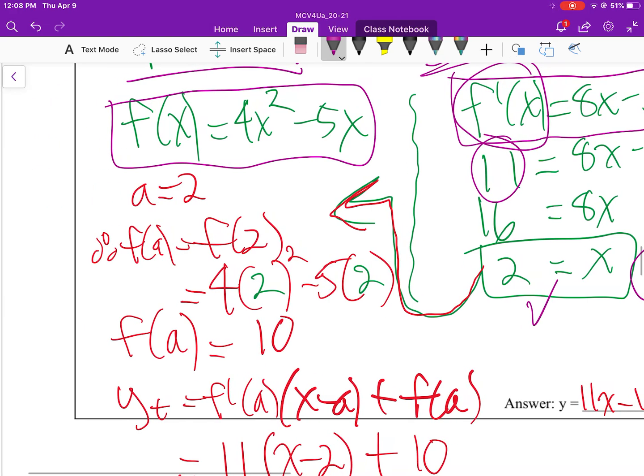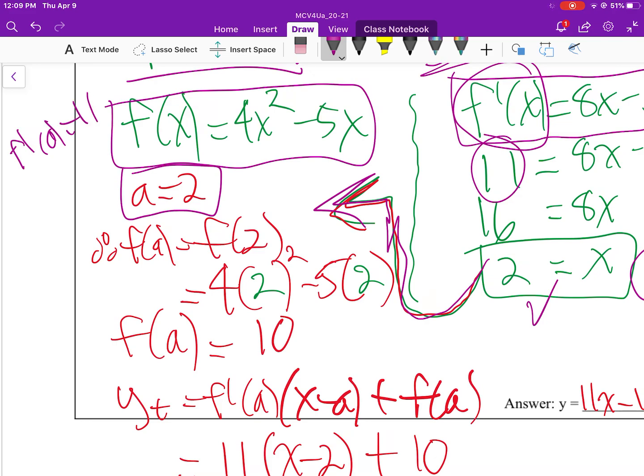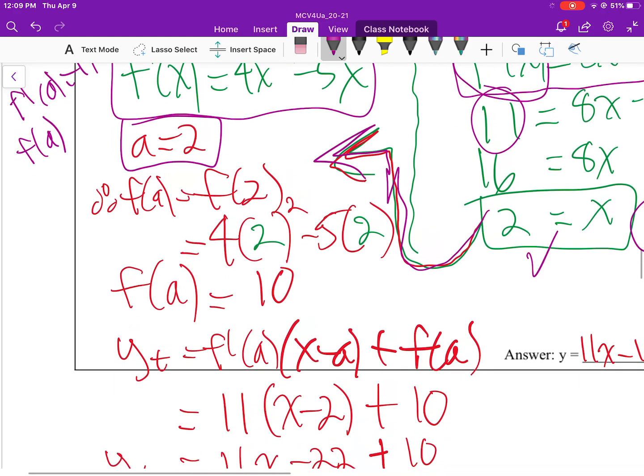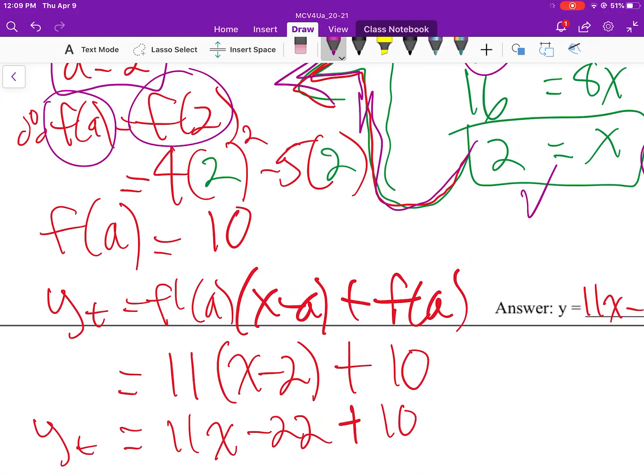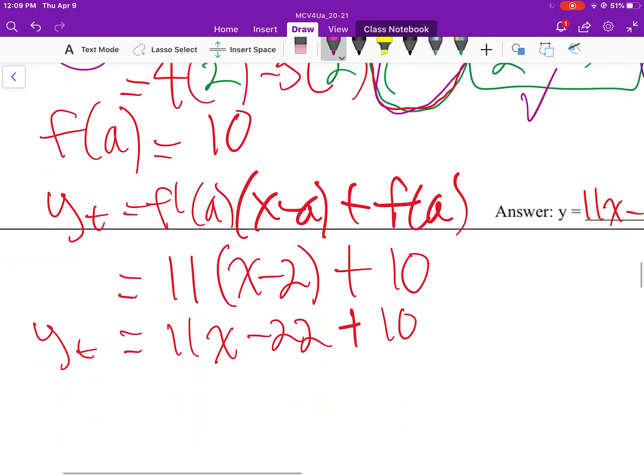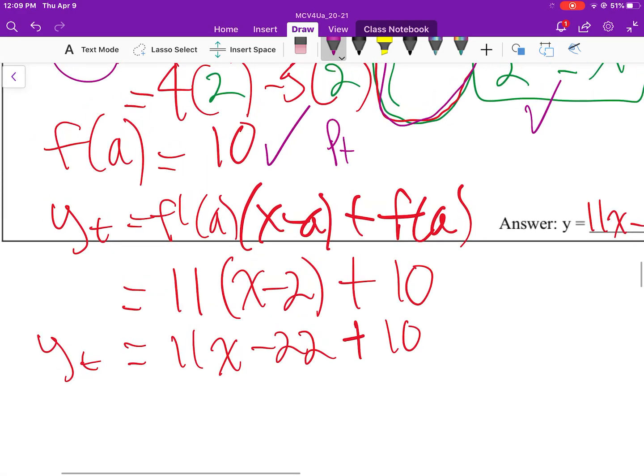Okay, once we have our a value, let's come back over here. So now we know that a equals 2. We also know that f prime at a is 11. What do we need to figure out? F at a. So I'm just going to substitute that 2 into the original function. F at a is just f at 2. And I take the original f at x function. Everywhere where I saw an x, I replace it with 2. F at a then equals 10. So the point of tangency is 2, comma, 10. That's the point of tangency.